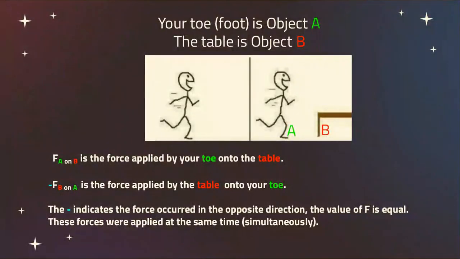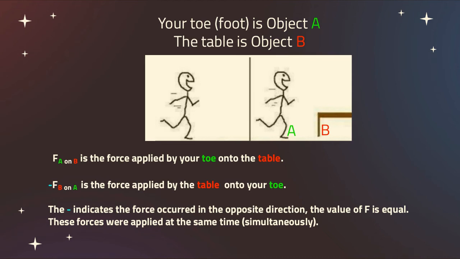So now let's break this down, using the original example of stubbing your toe. Going forward, we're going to have a lot of subscripts, such as F_A on B and F_B on A. Here's how you read this. F_A on B means the force of object A onto object B. Object A is your foot or your toe, and object B is the table. So F_A on B is the force applied by your toe onto the table.